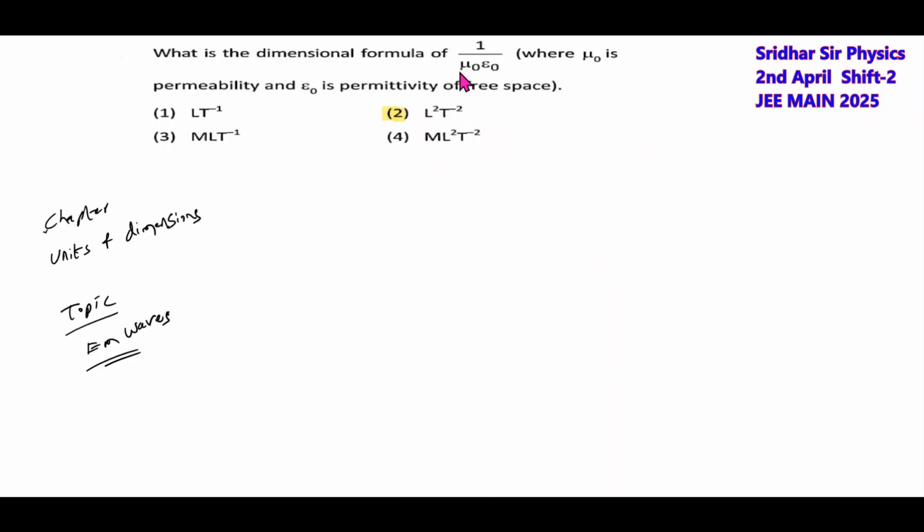It's asking to get the dimension. I think you directly know this formula. The speed of light is related to the permeability and permittivity by this particular formula. Then this should be c square equal to 1 by mu naught epsilon naught. It's asking for the dimensions of this. What are the dimensions of c? Speed, L t to the power minus 1. So square of that.